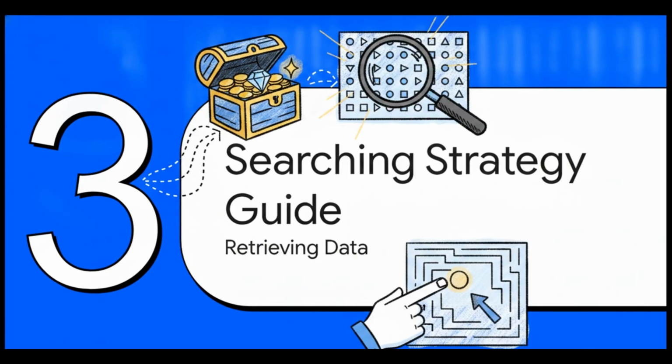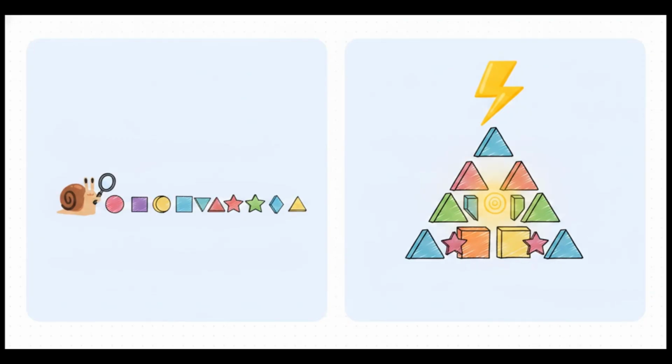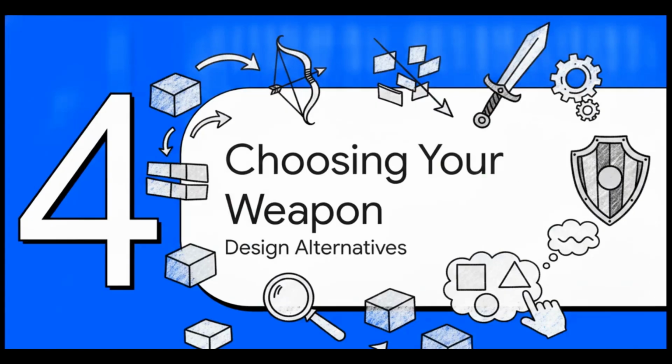Which brings us to Section 3, the Searching Strategy Guide. Now that our data is organized, how do we find what we want? Well, on one side, we have linear search. It checks each element sequentially, one by one, until it finds the target. It's super straightforward, but imagine doing that on a list of 1 billion items. No way, right? It could take an eternity in computing time. On the other side, we have binary search. Because it requires sorted data, it works by constantly dividing the dataset in half to rapidly zero in on the target. Grasping this complexity comparison is essential, because picking the wrong searching concept can literally bring an entire system to a grinding halt.